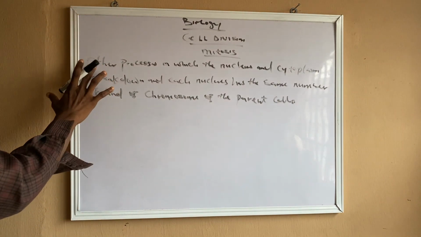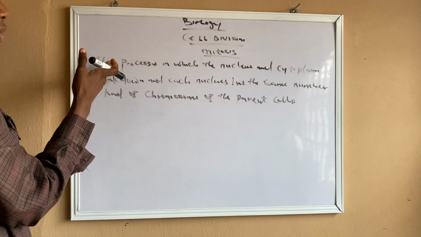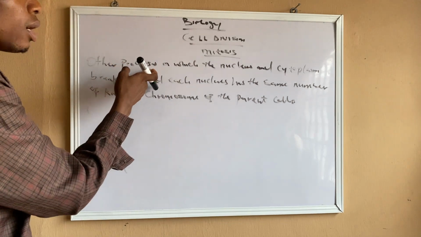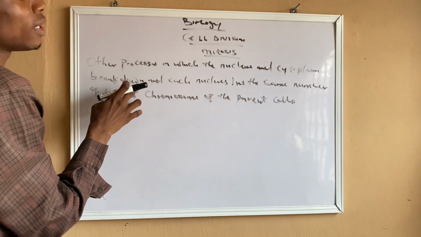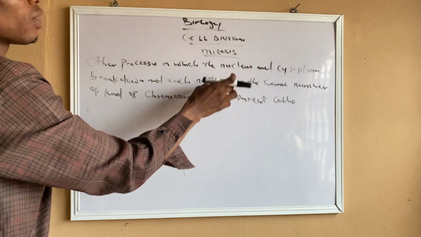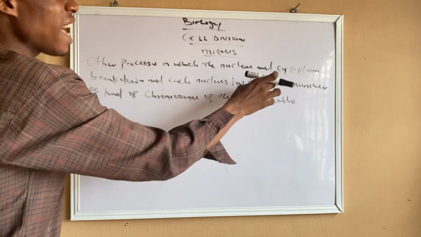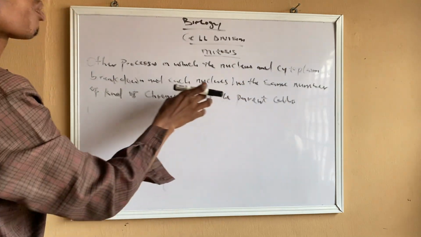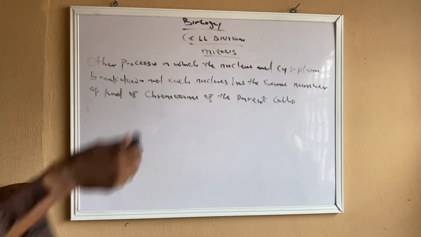This is it. It's the other process. Other process of what? Other process of the meiosis. That's the reason why I started with the other process, in which the nucleus and the cytoplasm break down. Because in every nucleus we have another nucleus, and each nucleus has the same number of chromosomes as the parent cells. It's different from the meiosis that we have talked about previously.